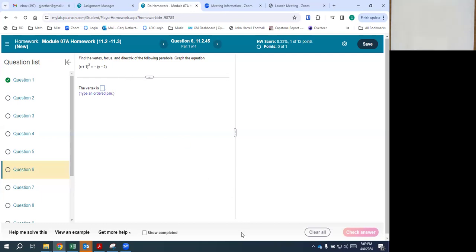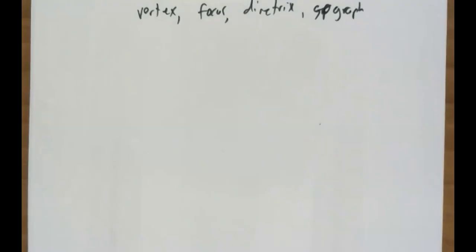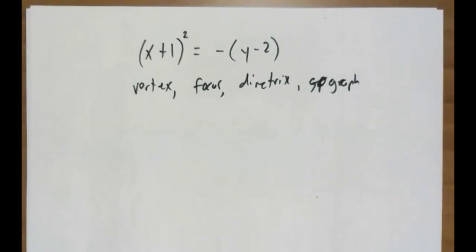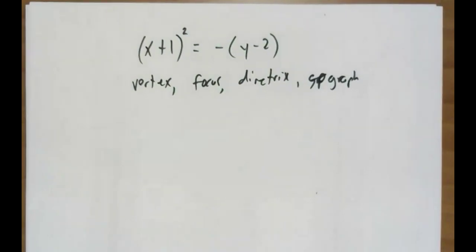All right, so let me switch to my, let me write down. So they want to know the vertex. They want to know the focus, the directrix, and then we're going to graph this parabola. So let's do this, and we'll go back and enter the answers and then create the graph.